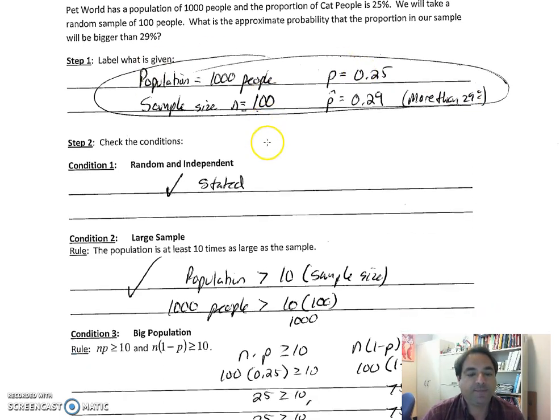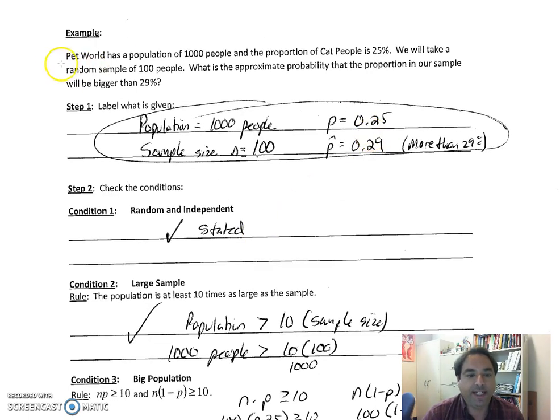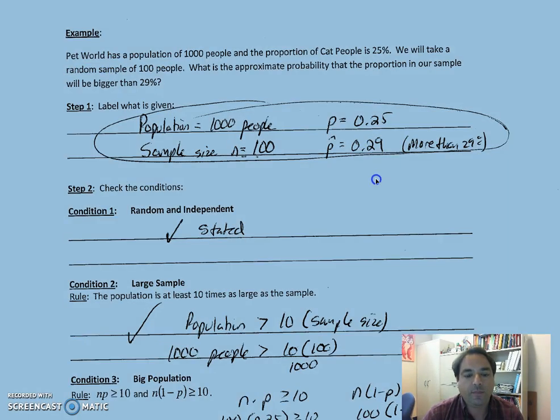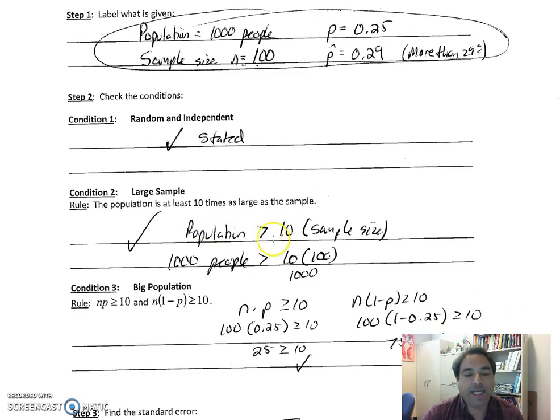Okay, so first, condition 1, we've got to meet our conditions. Is it random? Yep, it's stated. Number 2, your population has to be greater than 10 times your sample size. Your population is 1,000 people. Is that greater than 10 times 100, your sample size, which is 1,000? Again, it rarely happens that you get the exact same numbers. We're going to go ahead and let it slide, but technically your population has to be greater.